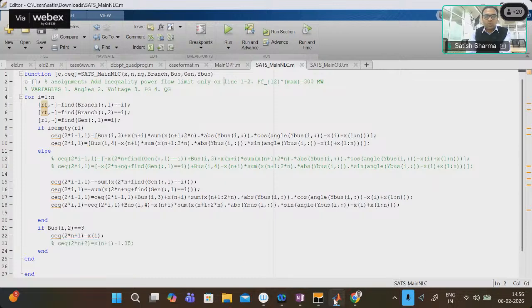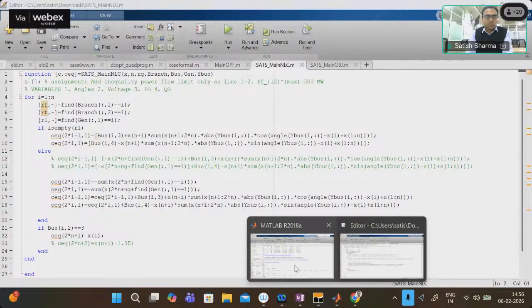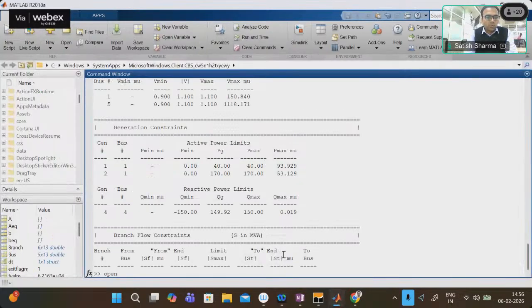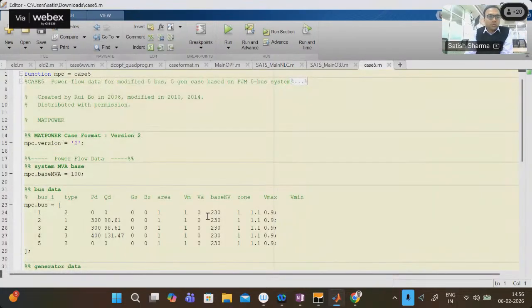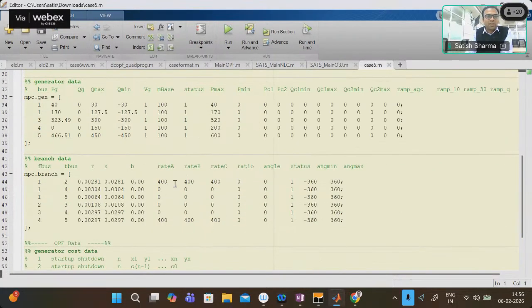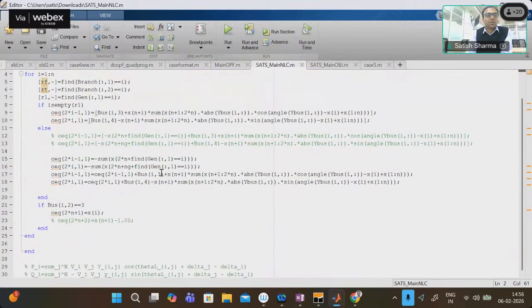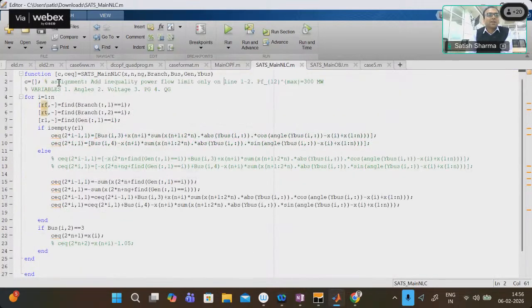So if I open case 5, you can see this is my case 5, and there are limits on the first line and the last line of 400 MVA. But I'm not using that part in my nonlinear constraints. I'm keeping that for you, and this is an assignment for you: you have to apply your own logic and add inequality power flow limits on line 1 2.